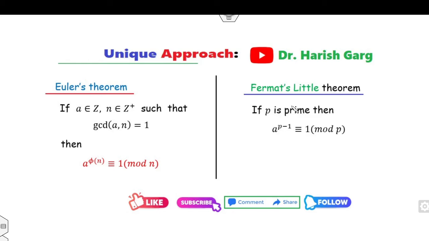On the other hand, if you have a prime number, then as I told you, what is phi of p? Phi of p is p minus 1. So I have replaced this with p minus 1. Make sure the converse of this is not true.